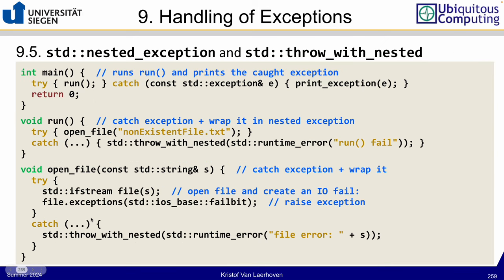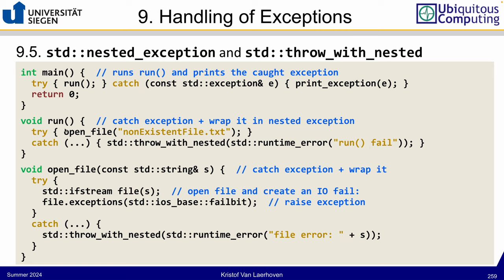The other functions are basically just throwing exceptions. So we have our main function which just calls this run function over here. This run function tries to open a file that definitely does not exist, which we catch here by our default catch statements, and which then throws this particular, and that's the difference here, nested exception with this particular object, where we have then a runtime error with this particular message.